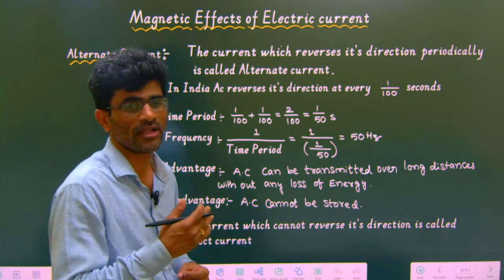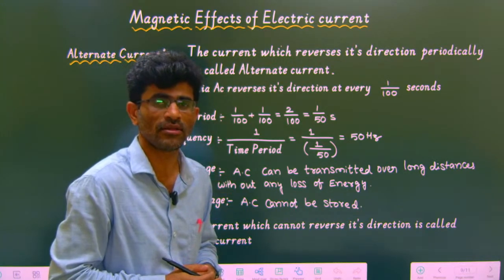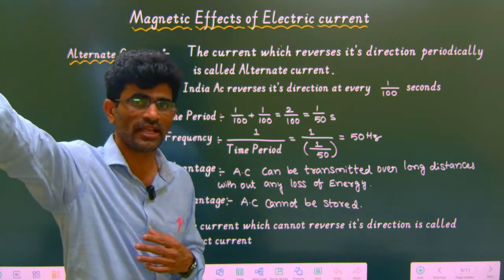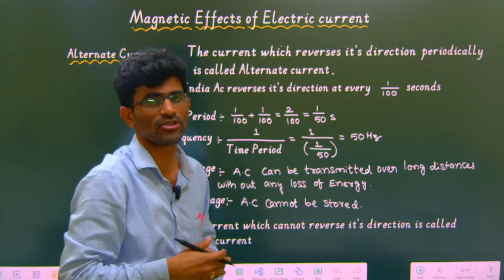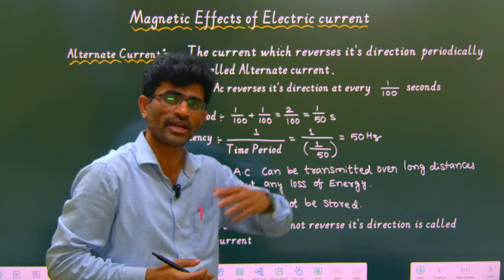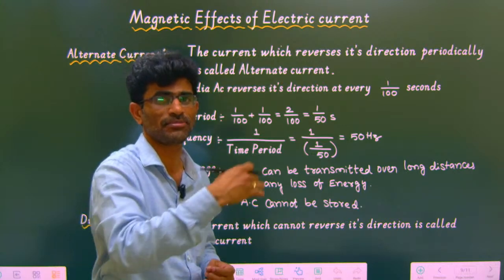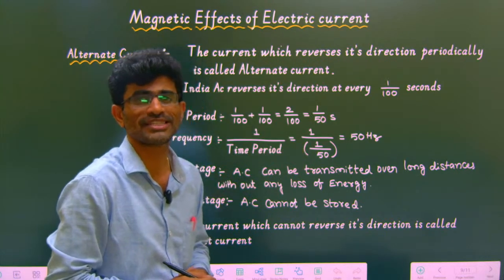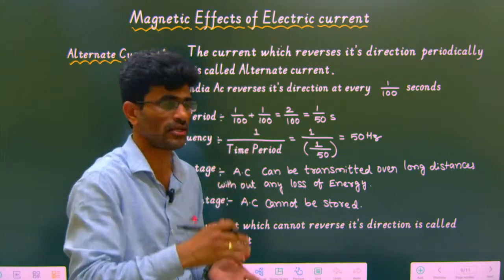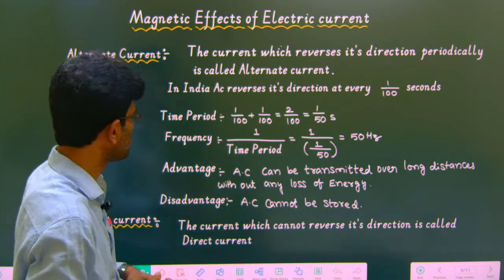So whatever current we are using in our home for all these electrical appliances is nothing but alternate current, and that will be generated at a longer distance, and from there it will be transmitted to our home. So that is alternate current. And the advantage is that it can be transmitted for longer distances without any loss of energy, because it can be easily stepped up or stepped down. We use transformers for stepping up or stepping down to make it more quantity, less quantity. So that is the advantage of alternate current. It can be transmitted to longer distances without any loss of energy.